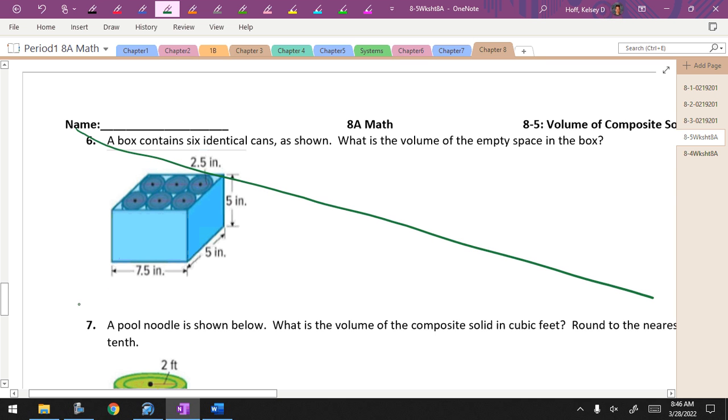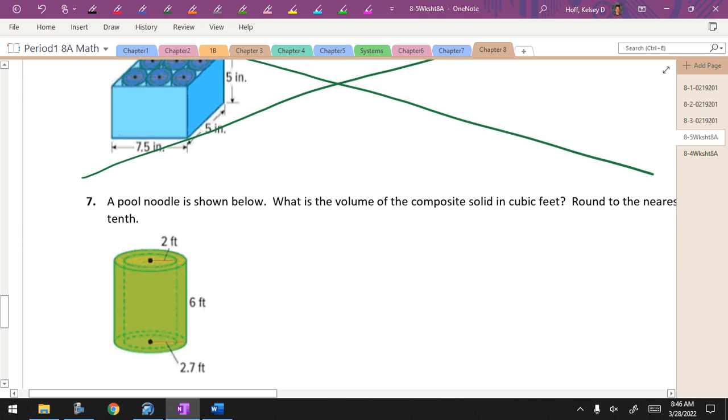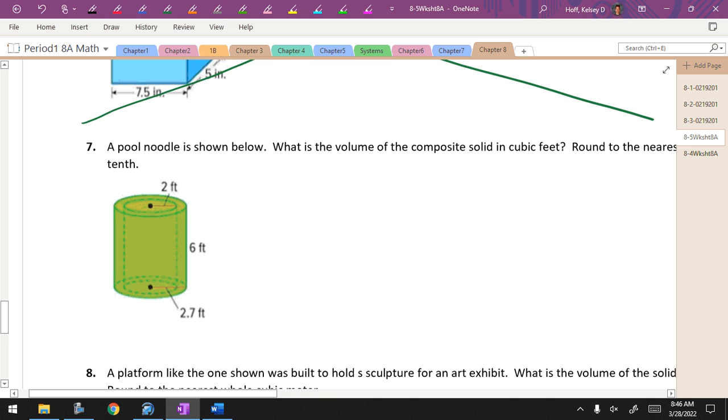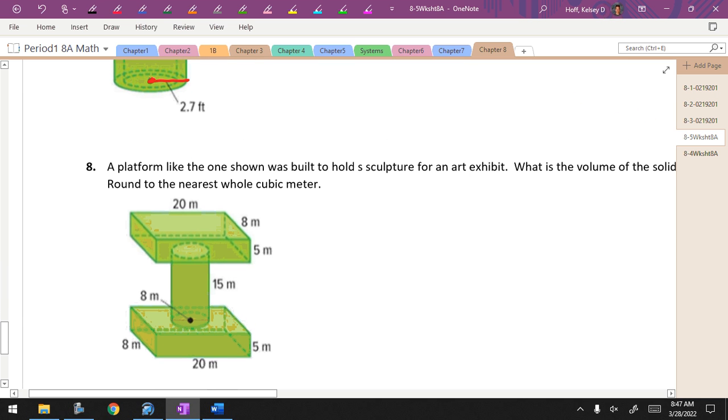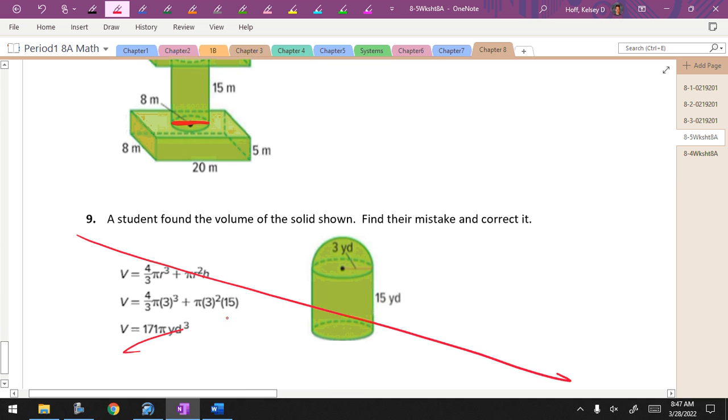Six you're going to cross off. 7, 2 goes from the center to the inside circle. And 2.7 goes from the center to the outside. Does that make sense? Okay. And 8 goes across on number 8. And 9 you're going to cross off.